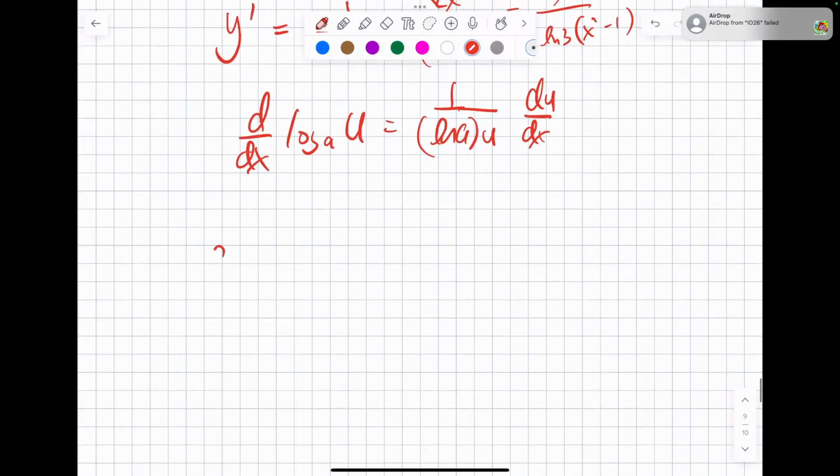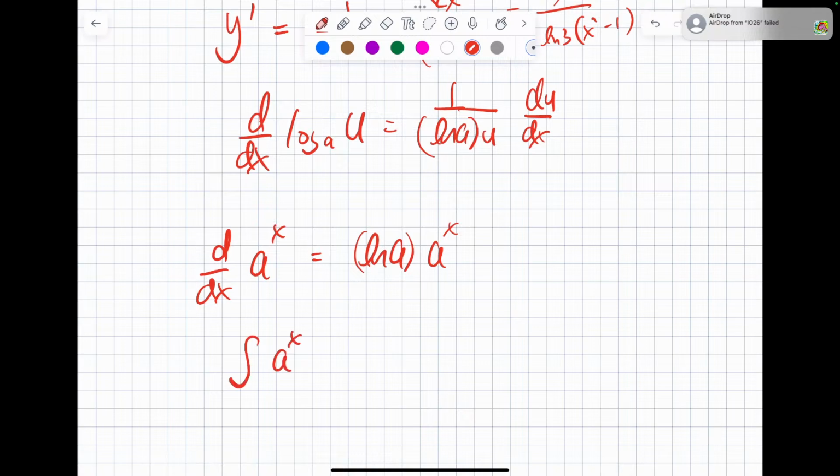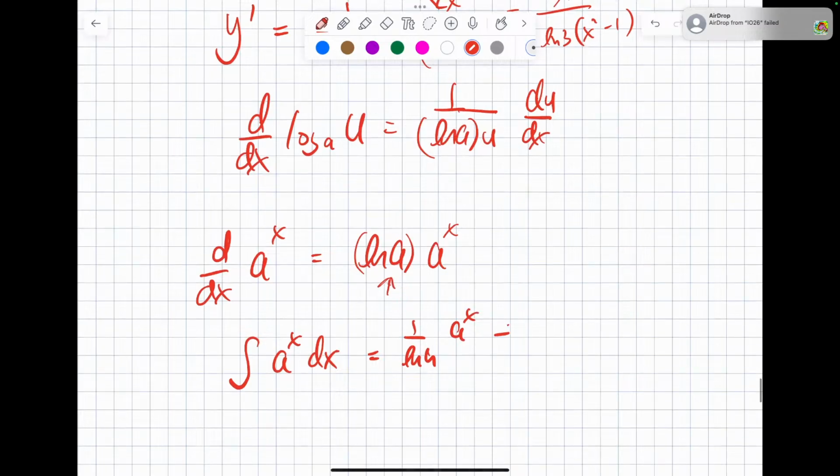Now, you know that d/dx of a^x is natural log of a times a^x, right? What will be the integration of a^x? What do you think? Or even a^u? You just have to find a way to get rid of this natural log. So it would be 1 over ln of a times a^x, because when you take a derivative the ln of a will cancel out, right? So that's going to be plus c. Yeah, don't forget plus c.